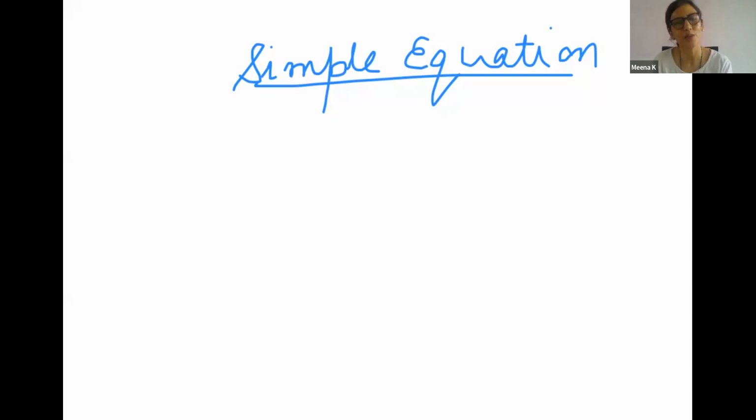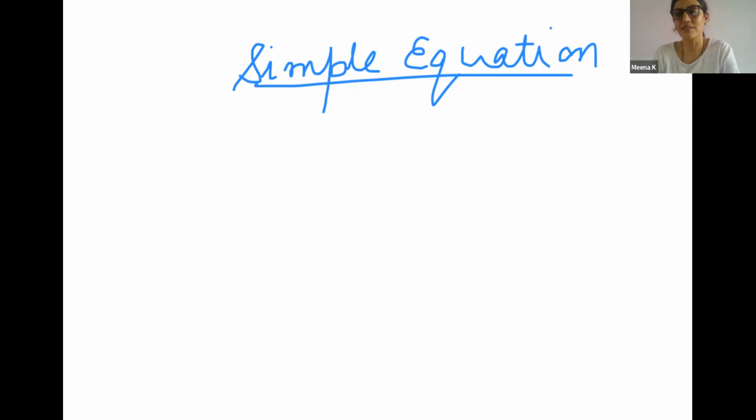Algebraic statement with equal sign. Very good, Meghna. Okay, so what do you mean by algebraic statement? Okay, so when we are talking about a statement that two quantities are equal, very good. A statement that the values of two mathematical expressions are equal. Yes, Shri Ramanathan, that's correct.